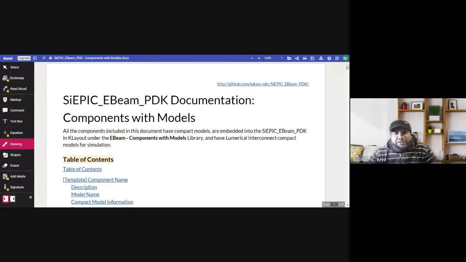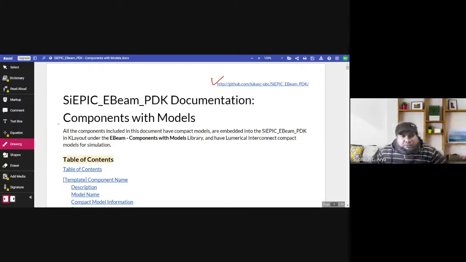Today onwards we will start to learn about different components available in the SiEPIC Ebeam PDK, Process Design Kit. You can see on my screen this is a document which is available on this GitHub website. The complete link is given here at the right hand side. The title of this document is SiEPIC Ebeam. Ebeam is electron beam lithography process and PDK process design kit documentation.